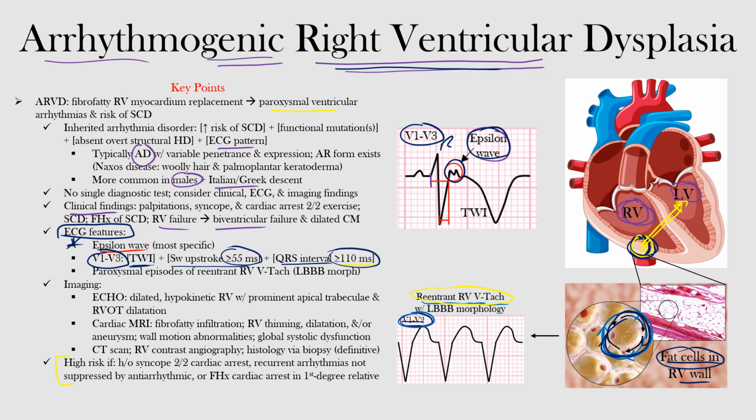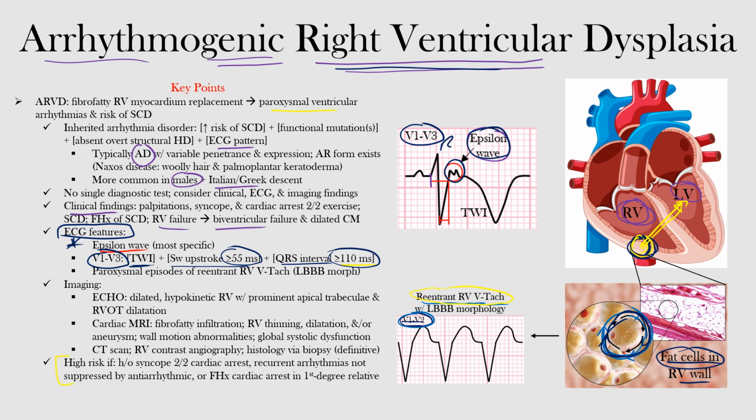Okay. Now, in terms of imaging, we mentioned echo can show a dilated hypokinetic right ventricle with prominent apical trabeculations and dilatation of the right ventricular outflow tract. Cardiac MRI can give you more detail where you see fibrofatty infiltration, right ventricular thinning, dilatation, and/or aneurysms. You can see regional wall motion abnormality and even global systolic dysfunction. CT scan and right ventricular contrast angiography can be used if you don't have cardiac MRI, okay? And then remember, histology via biopsy is the definitive form to give you the diagnosis as well.